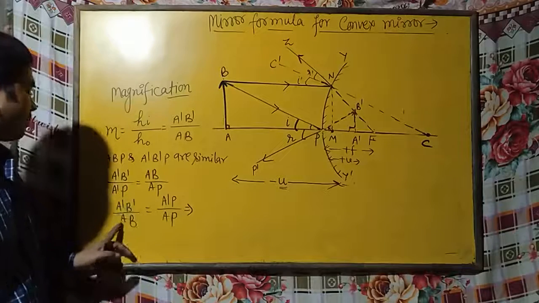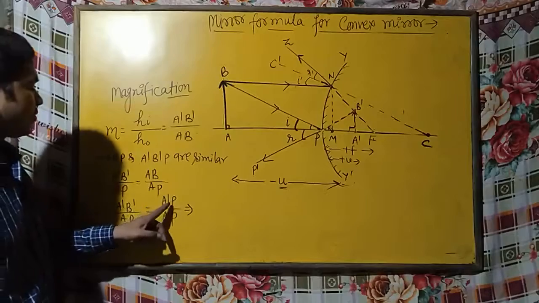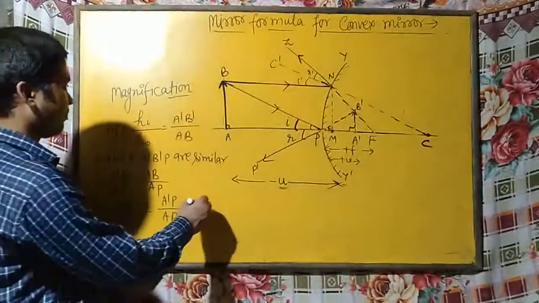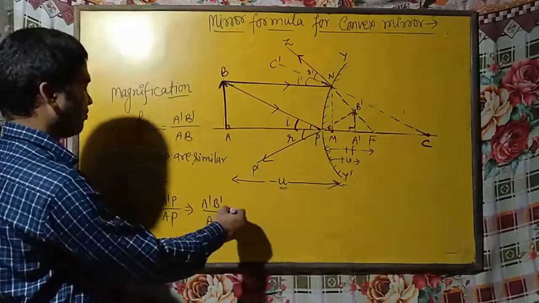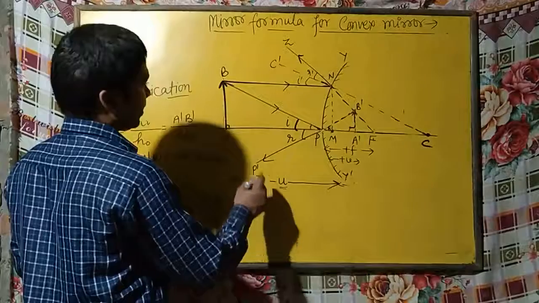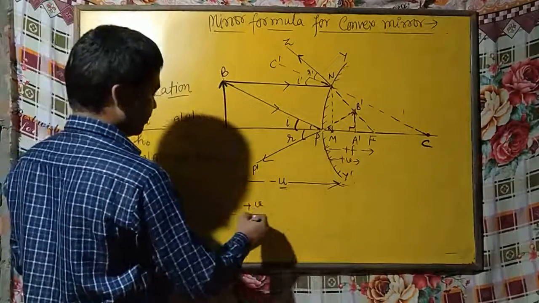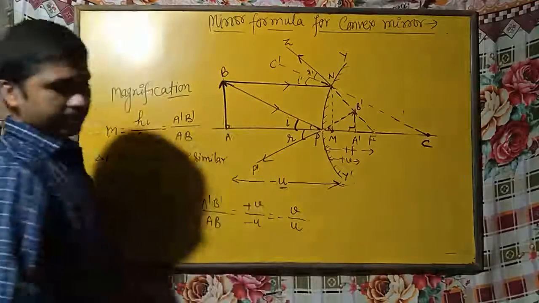So a dash b dash upon AB is equal to, you can write here this value, that is a dash p. So a dash p is equal to plus v, and this one is minus u. You can write minus v by u.